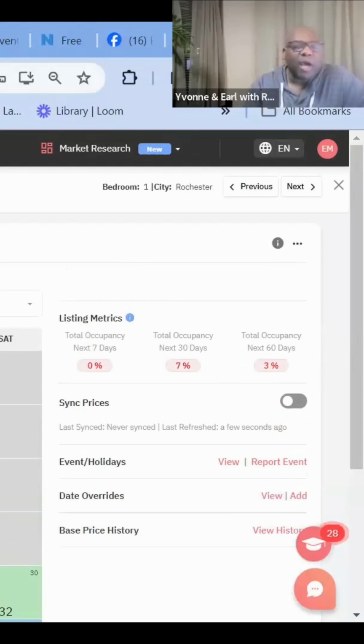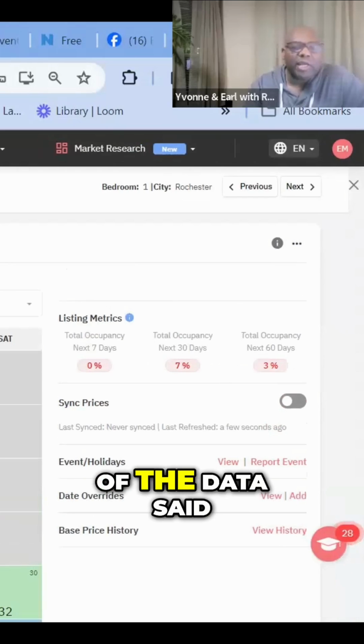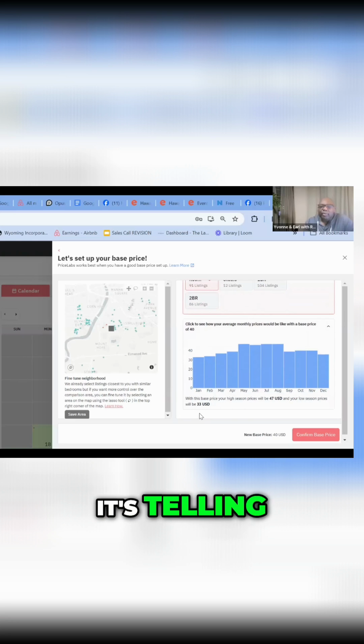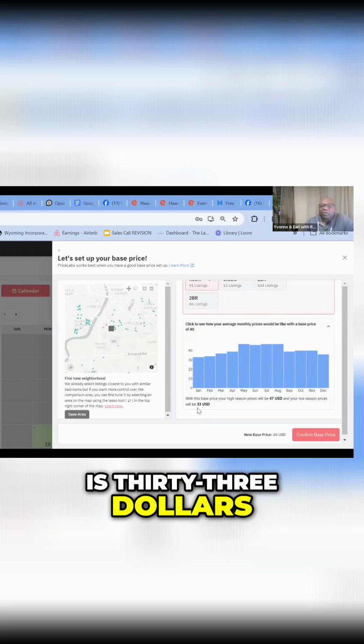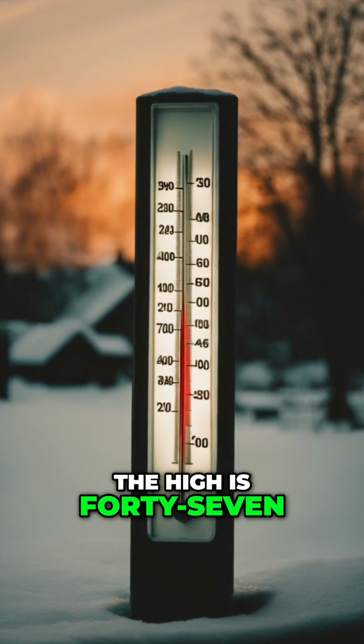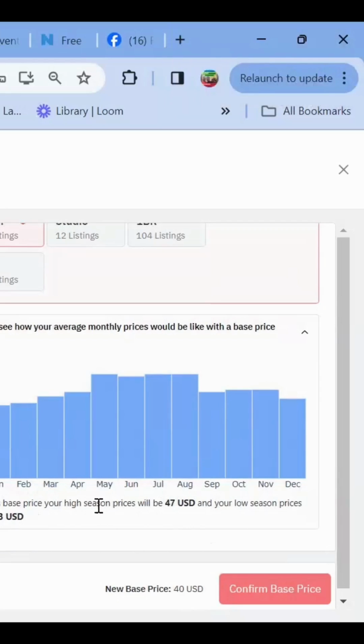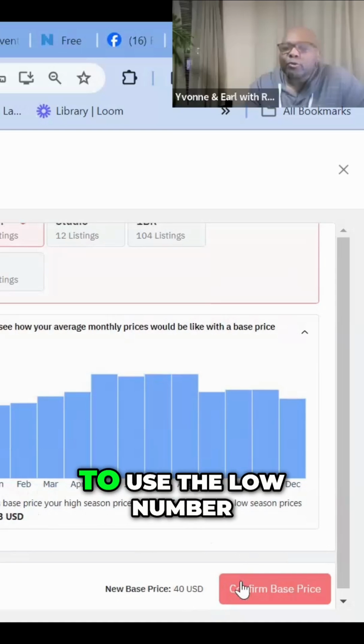Now I didn't pay attention to what all of the data said. So I'm going to open it back up. What's my lowest number? It's telling me my lowest number is $33. So the high is 47 and the low is 33. Everybody see what I'm looking at? Yes. So I'm not going to use the high number, but I absolutely want to use the low number.